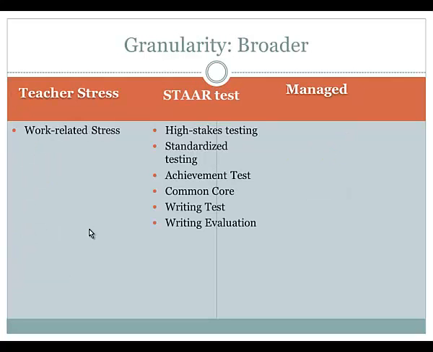But sometimes I do need it to be broader. If I'm not finding enough on teacher stress, I could always look at work-related stress in general. In this situation, I would want to be broader with the STAR test, and I would want to look at standardized test, achievement test. I could do writing evaluation or writing assessment. So those are terms that I could be using instead of the specific STAR test, because STAR is only in Texas. I may want to look at what Indiana is doing or New York is doing. Maybe they've come up with ways of ameliorating stress because of their standardized testing.